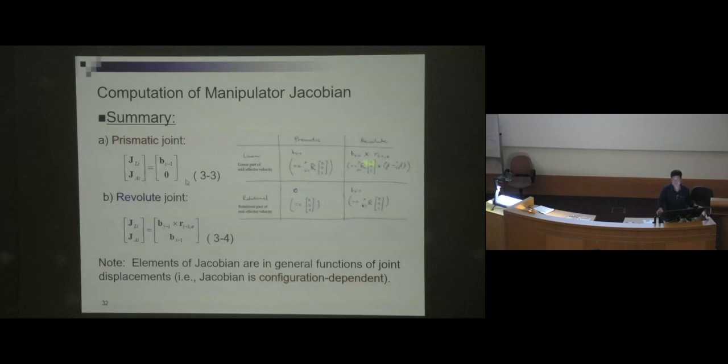If you sum up all that I mentioned just now, you will end up with a table like that. So you see how we can make use of this table to determine the manipulator Jacobian of the various examples. Bear in mind that the elements of the Jacobian are general functions of the joint displacement. In other words, the Jacobian is configuration dependent. Depending on the configuration of your manipulator, you will have a different set of Jacobian. Okay, I think we take a short break of 15 minutes, and then after that we'll resume the lesson.